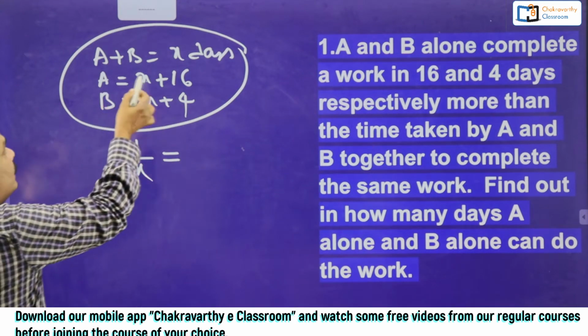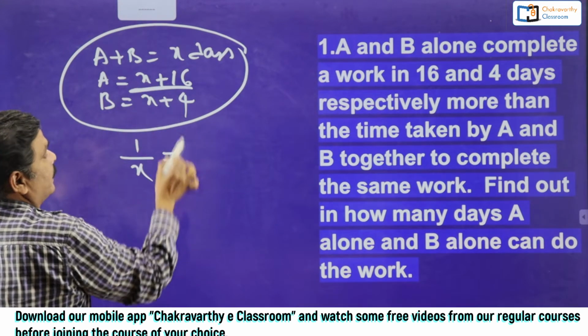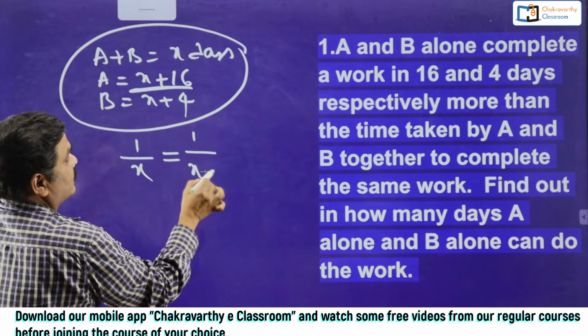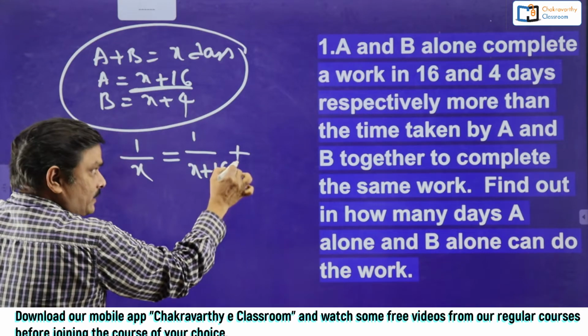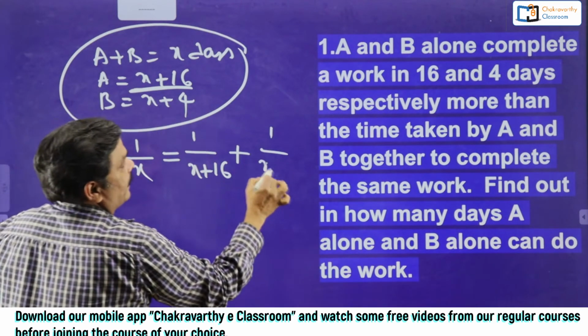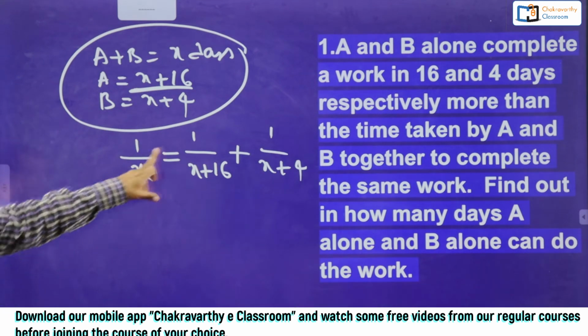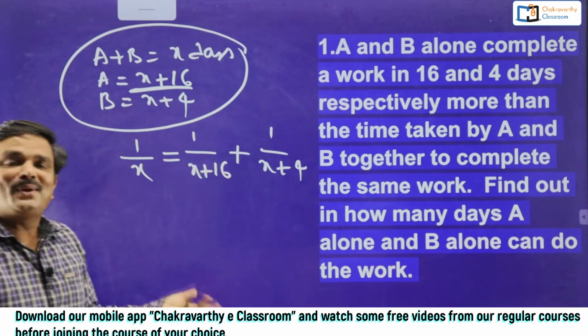Alright, so here A's 1 day's work, he can do in x plus 16 days. 1 day's work is 1 by x plus 16, plus B's 1 day's work is 1 by x plus 4. Now here it's an equation, one variable, one equation. Easily you can solve this one.